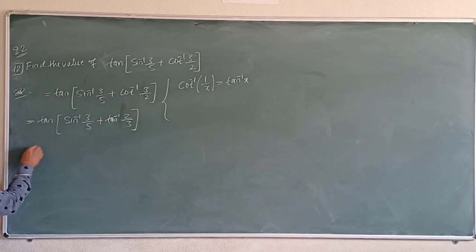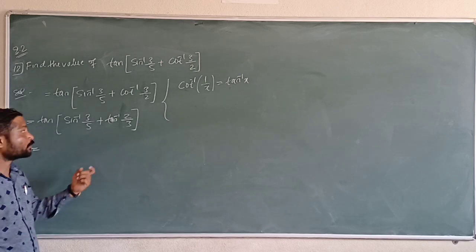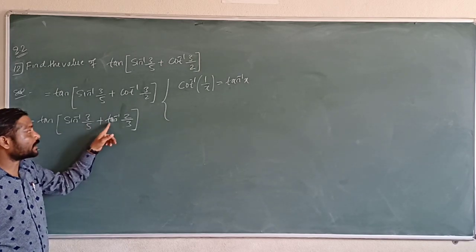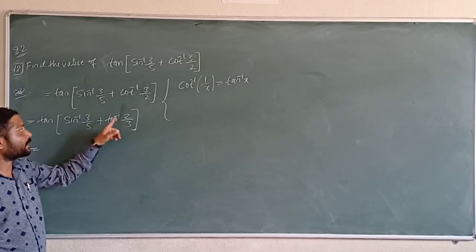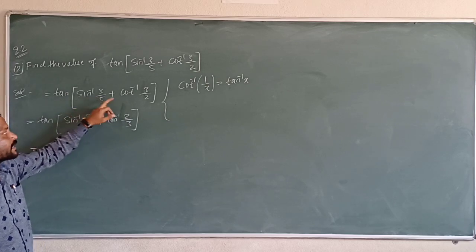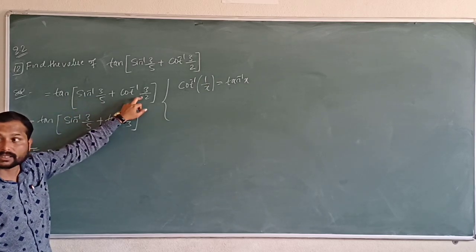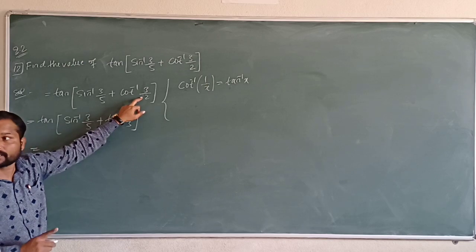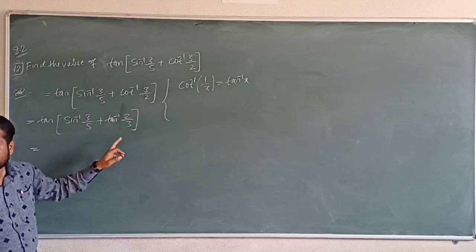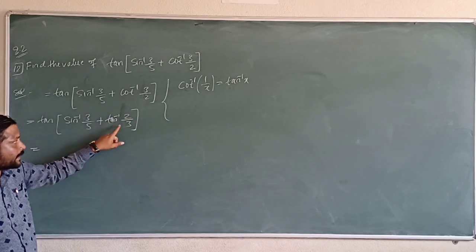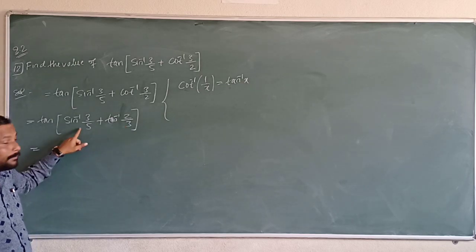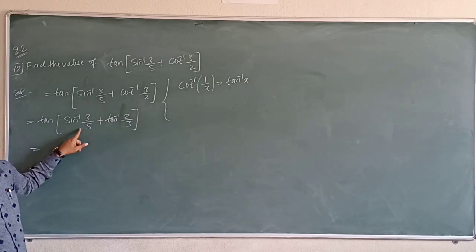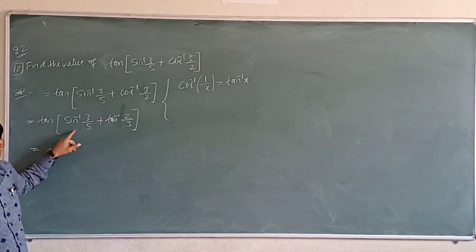Which property do we have? Tan inverse x plus tan inverse y. We have two tan terms here, tan inverse x plus tan inverse y, which now combine into a single tan inverse. But this one is not in tan inverse form, it is in sin inverse form.